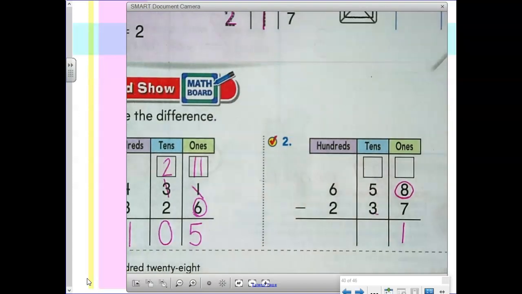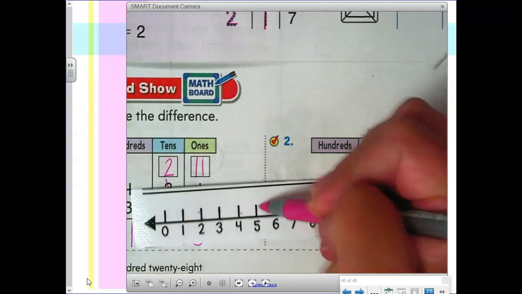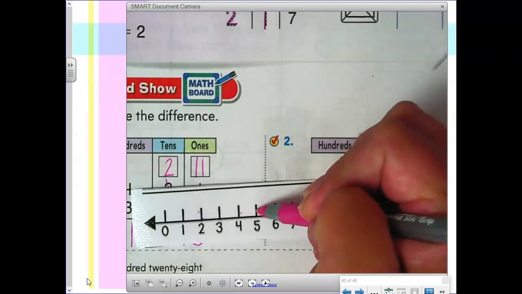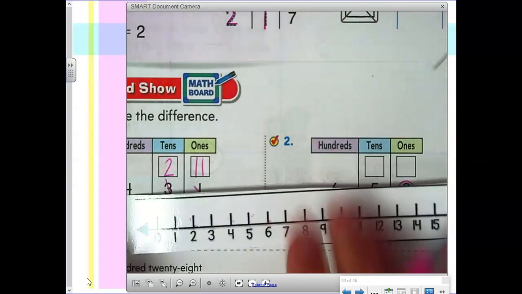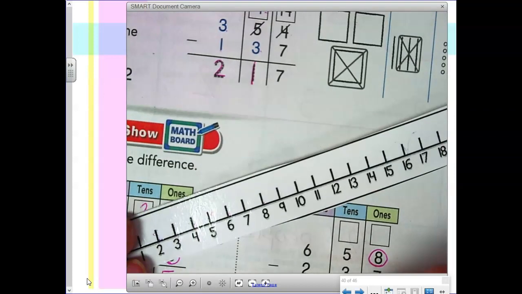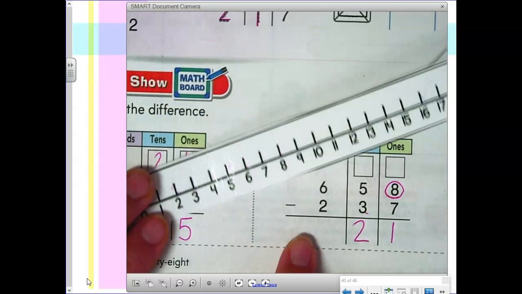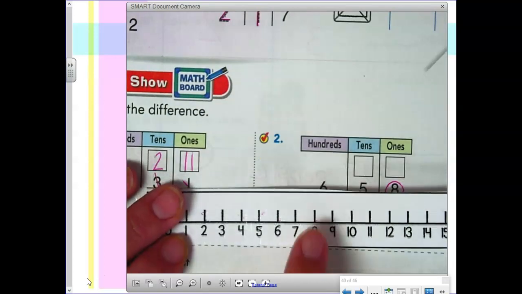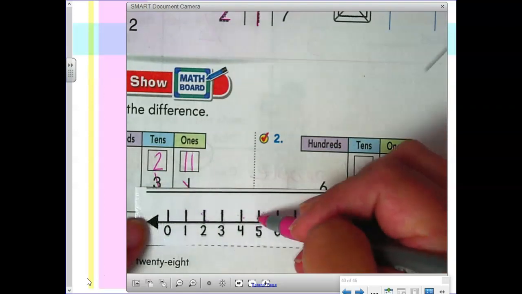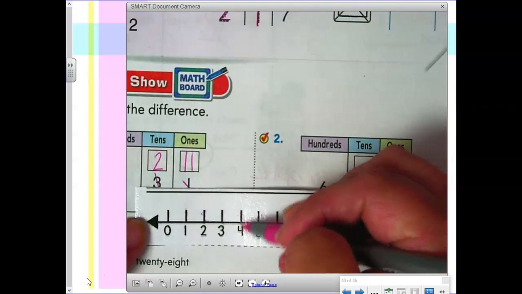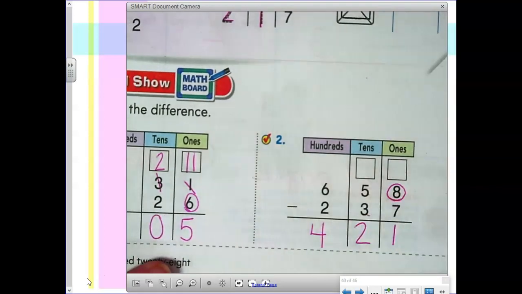5 minus 3. Start at 5. Count back 3. 1, 2, 3. My answer's 2. And then 6 minus 2. Start at 6, hop back 2. 1, 2. Answer's 4. 421.